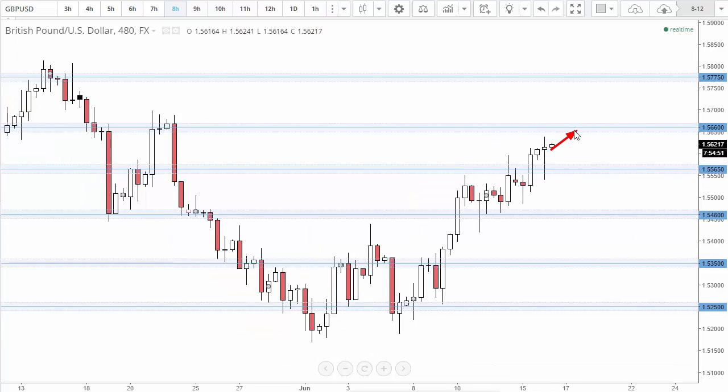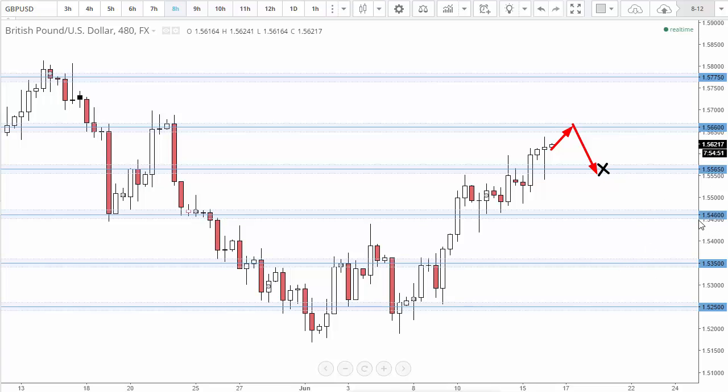So if buyers push up to here and then sellers take control of price and push price down to here, I will be looking for signs that buyers are re-entering around about here. So if price action is showing me that buyers are taking control of price, I'll be looking to take a bullish reversal trade on this level, the 155.65.